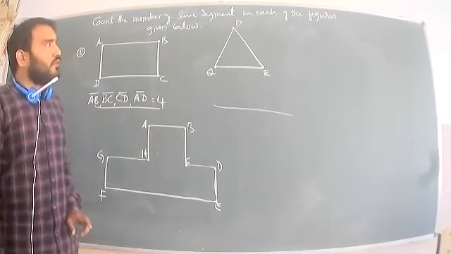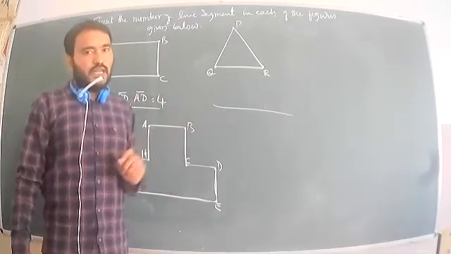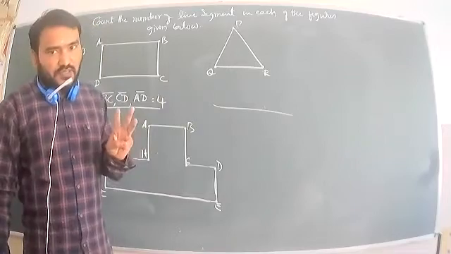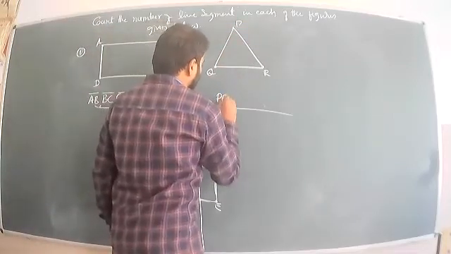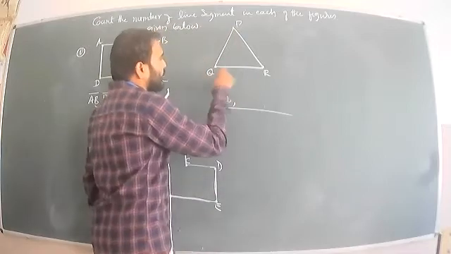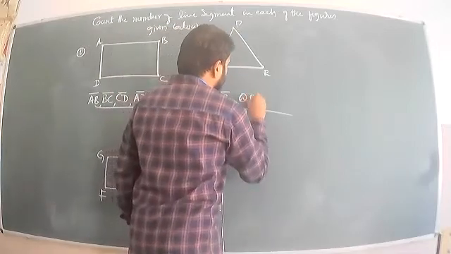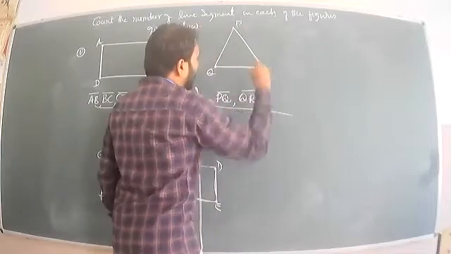Okay, so now go for the triangle. A triangle has only three line segments. Now draw that. So PQ, then QR, next PR.